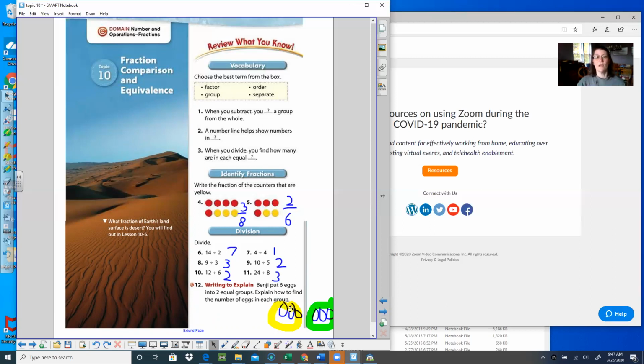There we go. I made 2 equal groups. And how many are in each group, ladies and gentlemen? Hopefully you're thinking 3, Mrs. Mears. Okay, let's go on.